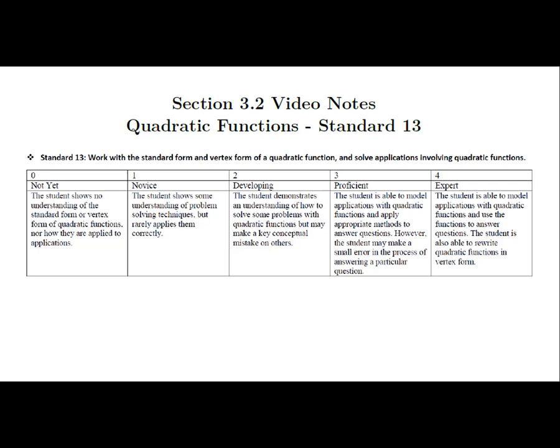In this section, we're going to study quadratic functions. Specifically, we'll look at two forms we can write their equations in, standard form and vertex form, and then in class, we'll take a look at solving applications involving these functions.